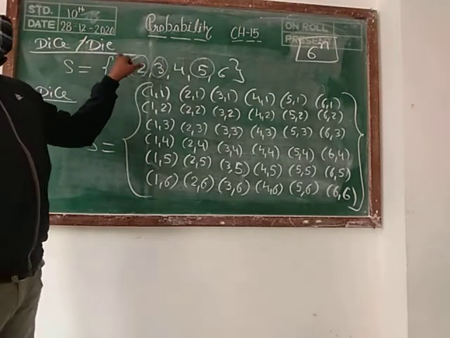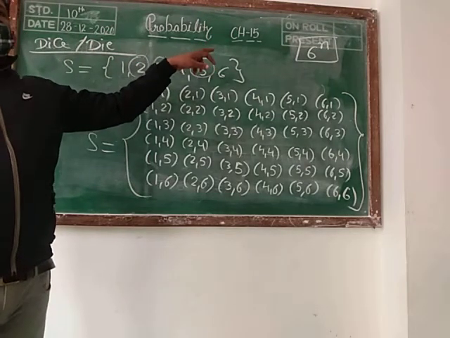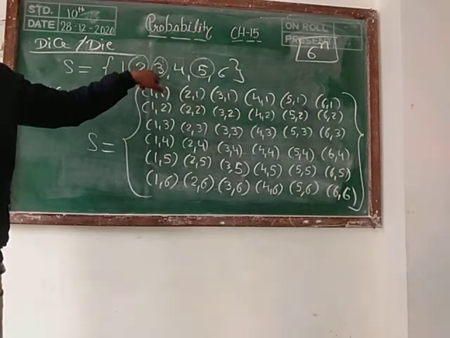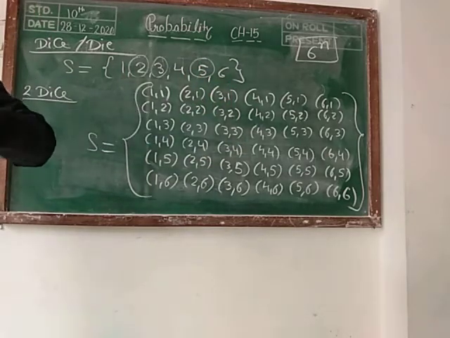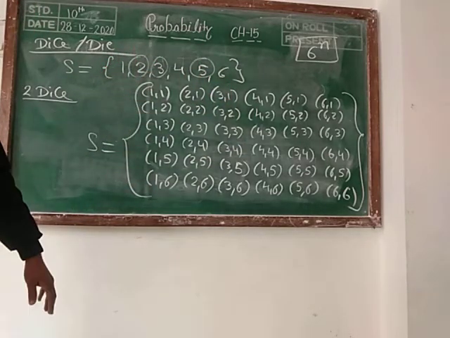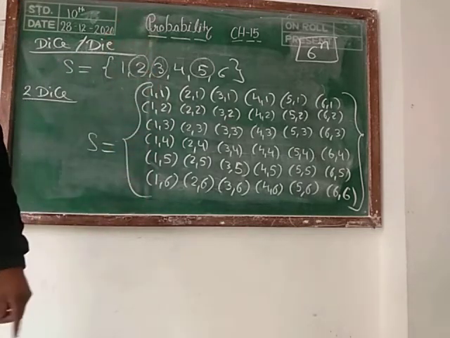For dice, if you are putting n equal to 1, 6 raised to power 1 is 6. 6 raised to power 2 is 36, and if 3 dice are thrown together, then we are getting 216. Similarly, so on, if you are throwing the dice, we are using the similar concept.